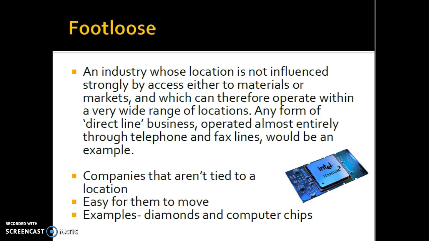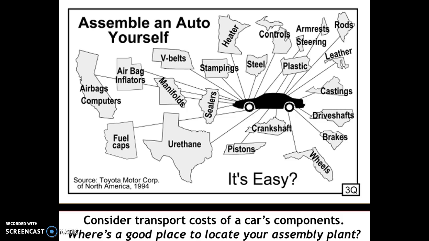On the outside of Weber's model looking in are footloose industries. These are businesses whose location is not tied to resources, transportation, or consumer locations. Examples could include customer call centers or any other business that would perform the service wherever they so choose. So as we finish up talking about Weber's model, take a look at this diagram and consider transport costs of a car's components. Where would you locate your assembly plant?